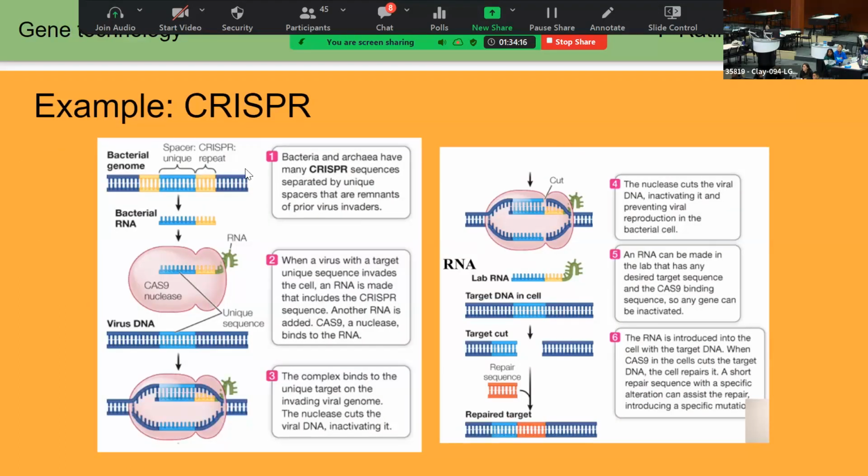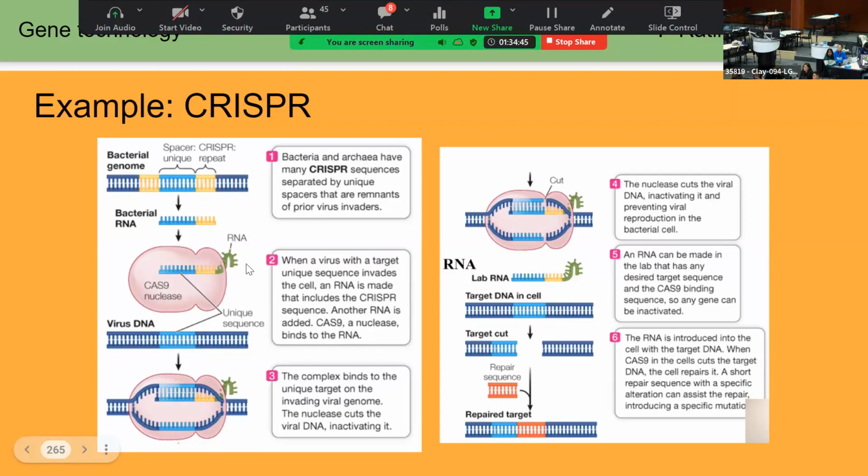And then we have CRISPR-Cas. CRISPR sequences are seen in bacteria, and they're separated by these repeats, and the spacers are remnants of prior virus invaders. When a virus with a unique target sequence invades a cell, an RNA is made that includes a CRISPR-Cas sequence, as we can see here.